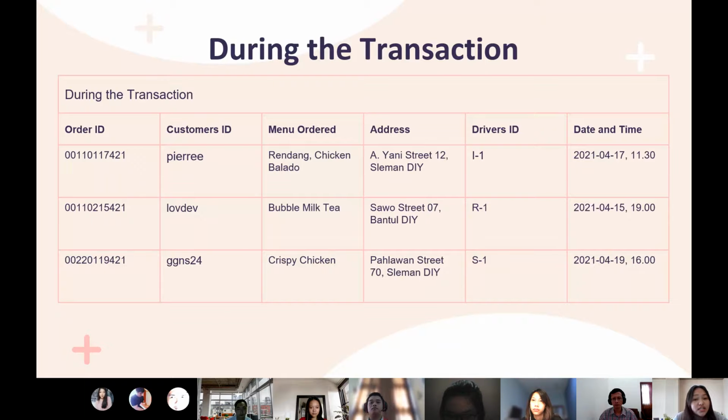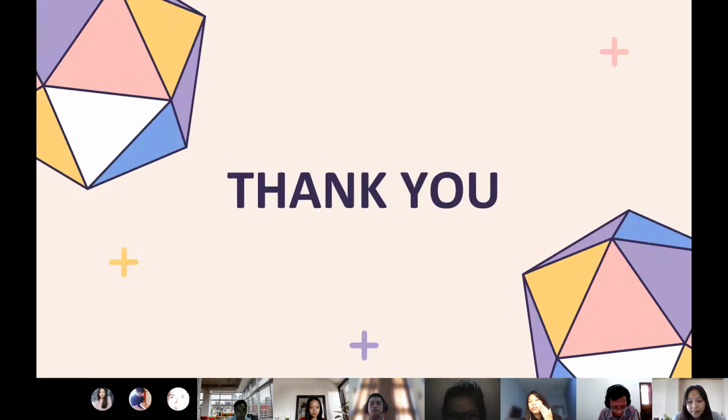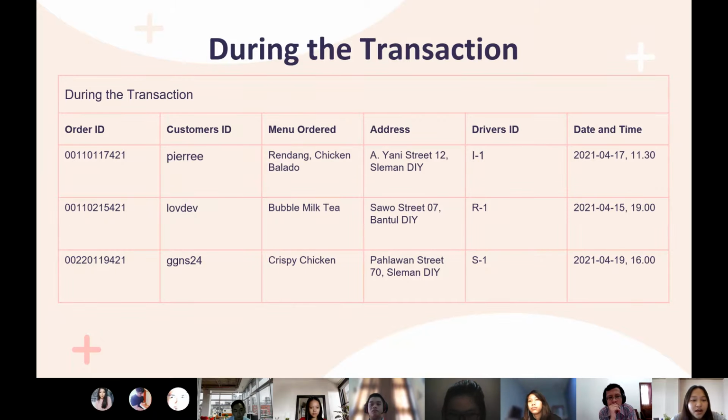And this is the transaction data table. There are six components here: order ID, customer's ID, menu order, address, driver's ID, date, and time. The order ID here is made from the IDs that appeared earlier. The first 3 digits show the payment method chosen by the customer: 001 for cash payment and 002 for GoPay payment. The next 3 digits after the payment code are for the restaurant ID. And the last 4 digits show the date and time when the transaction is processed. Thank you.